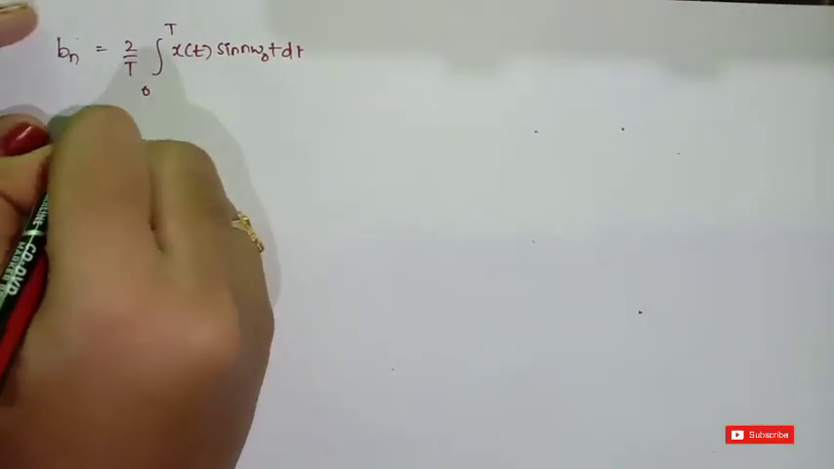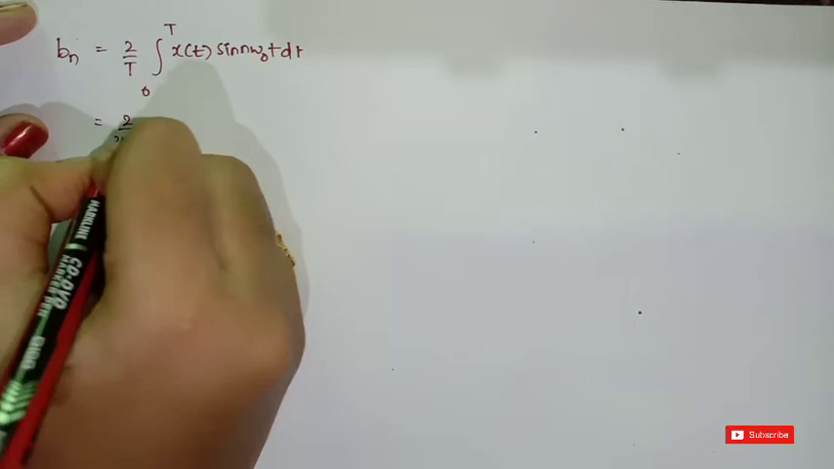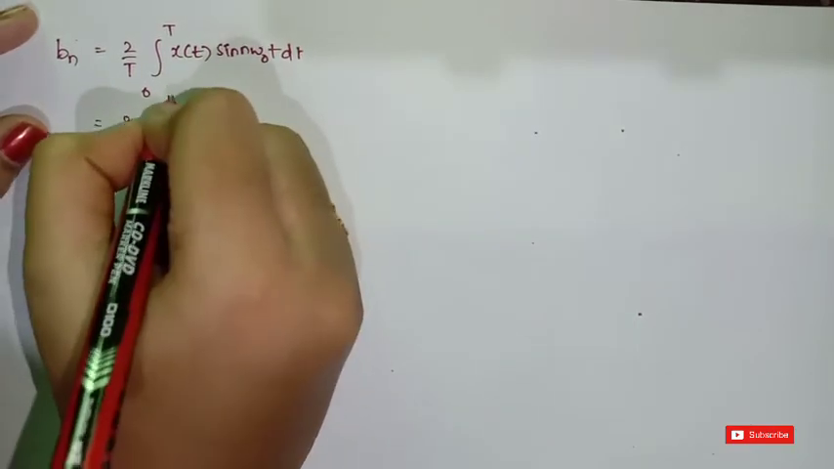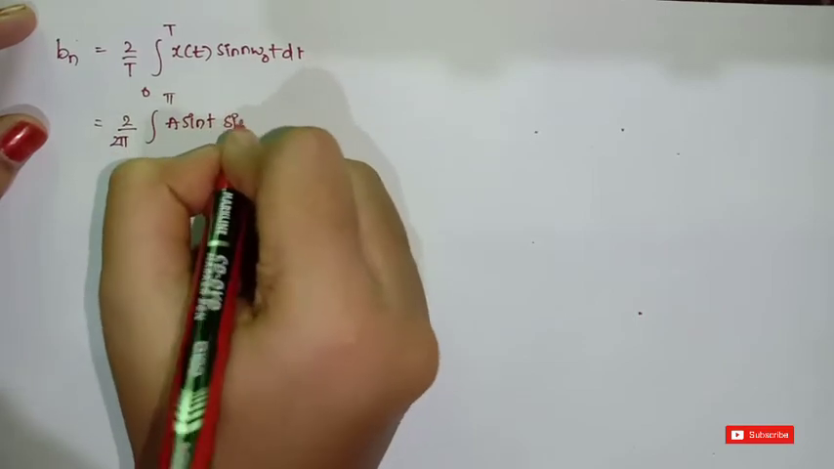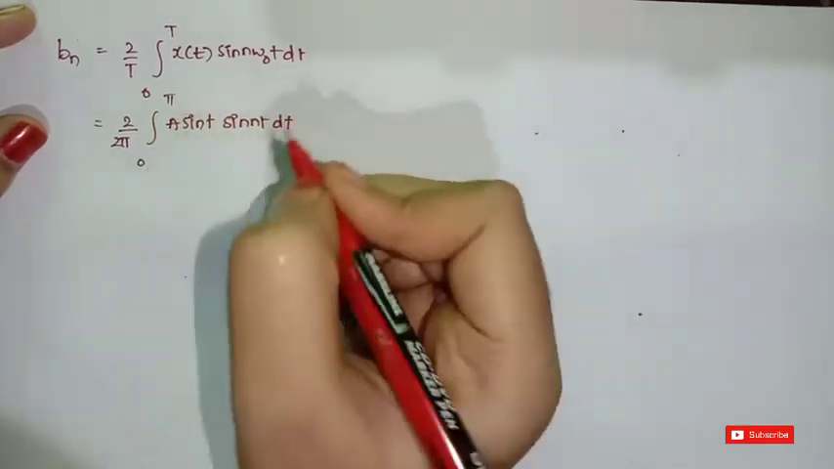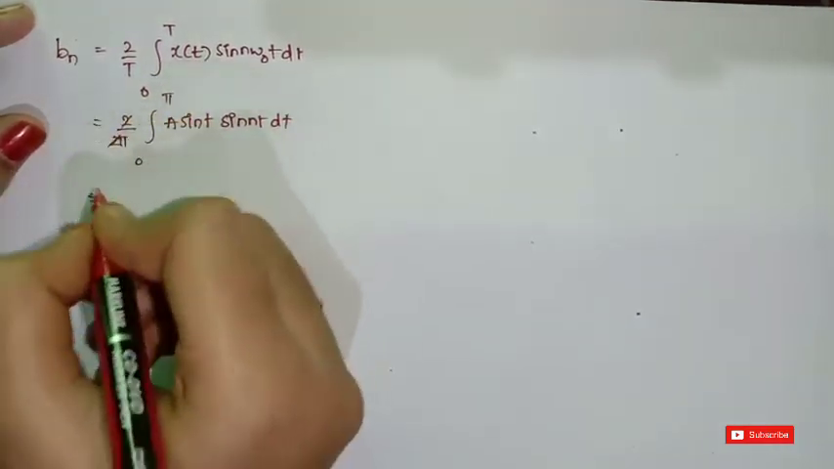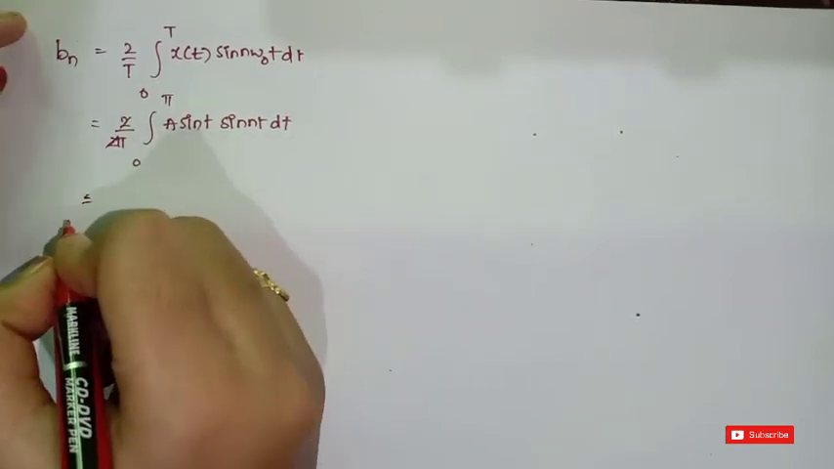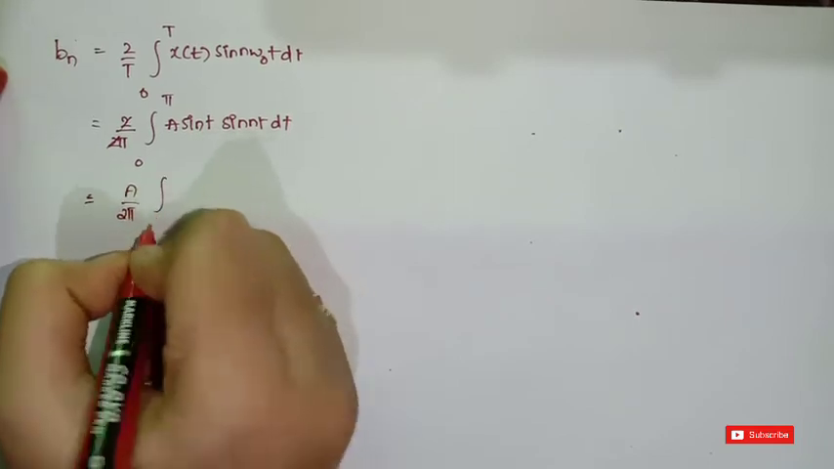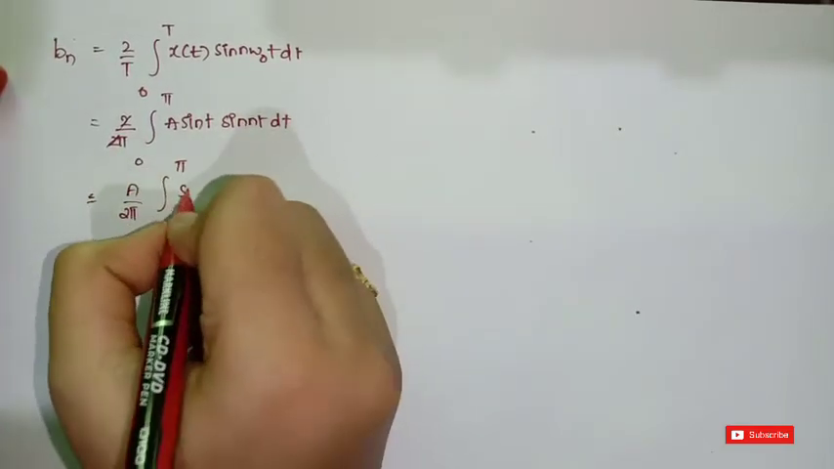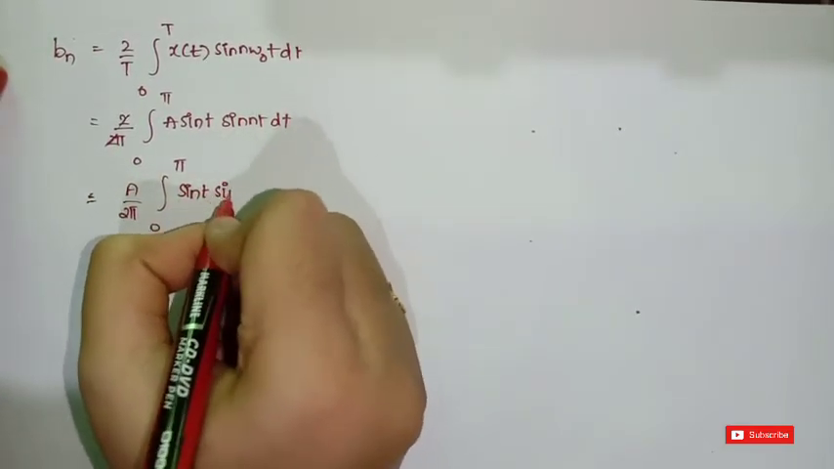bn is equal to 2 by T integral 0 to T x of t sine n omega naught t dt. We already know the value of capital T, which is nothing but 2 pi. 2 by 2 pi integral 0 to pi, x of t is nothing but a sine t, into sine nt dt. 2 gets cancelled, and since a is a constant, it comes outside of the integral. A by 2 pi integral 0 to pi sine t into sine nt dt.